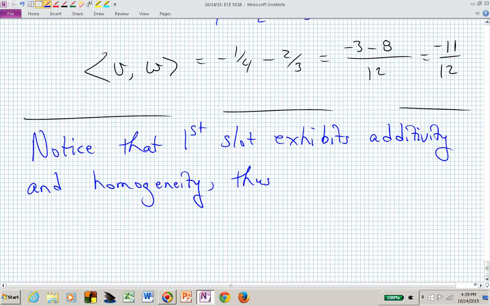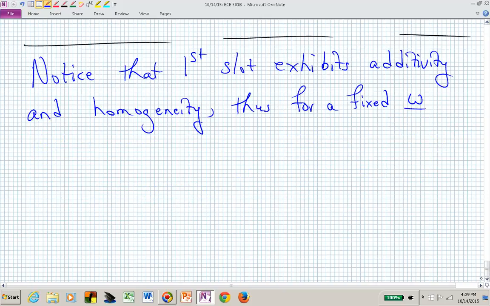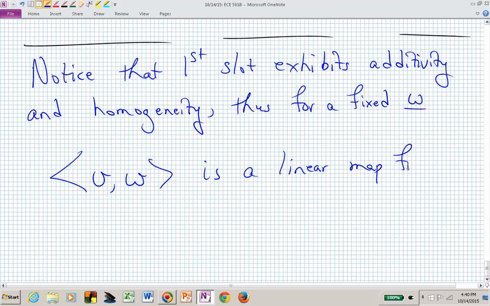Which means that if we want this to be a linear map, we need to put our vector in the first slot and put something else in the second slot, but that something else could just be a fixed vector. As long as it's a fixed vector, then we do have a linear map. Thus, for a fixed vector w, then v comma w, that inner product, is in fact a linear map from our vector space V to the scalars F.